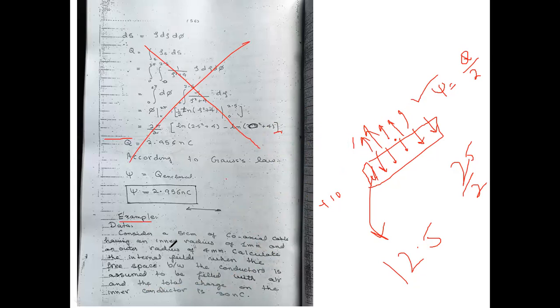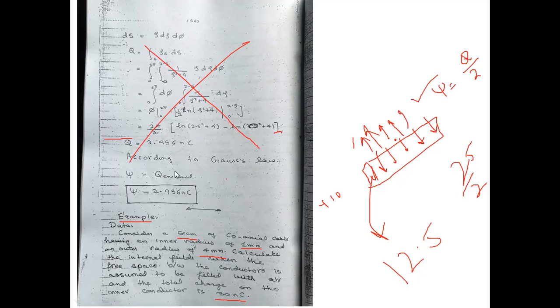This is an example of a coaxial cable. A 50 centimeter coaxial cable, and the inner diameter is 1 mm and the outer diameter is 4 mm. We have to calculate the electric flux density when the free space between the conductors is assumed to be filled with air, and the total charge on the inner conductor is 30 nanocoulomb.